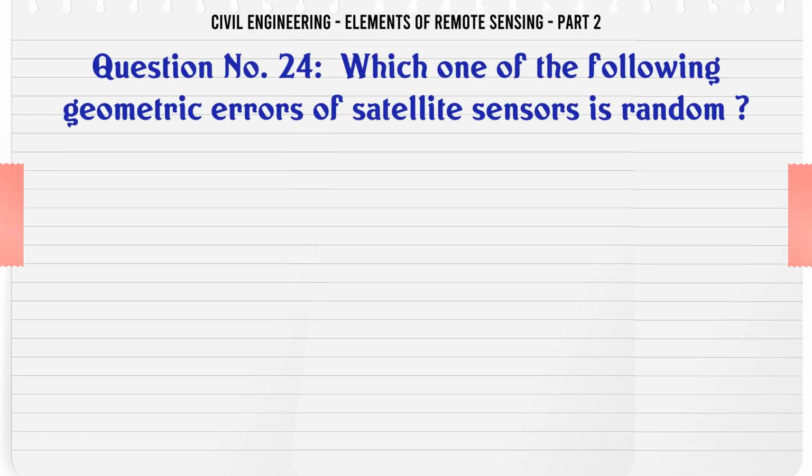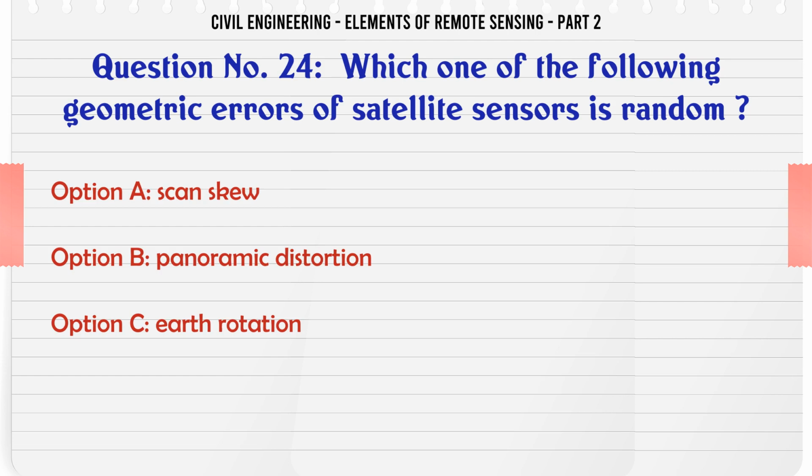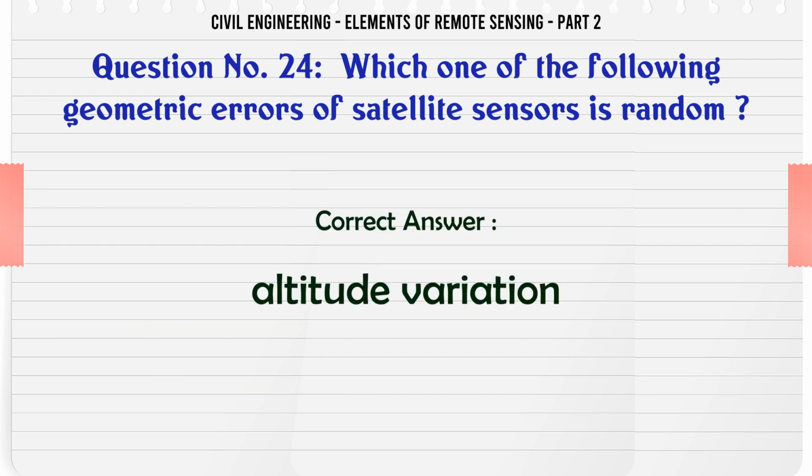Which one of the following geometric errors of satellite sensors is random? A. Scan skew, B. Panoramic distortion, C. Earth rotation, D. Altitude variation. The correct answer is altitude variation.